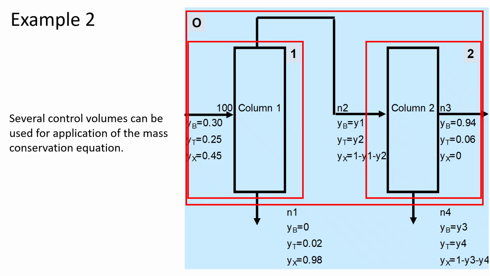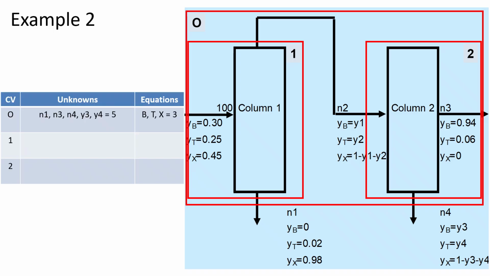The question now is, which one should we use? What we're going to do is determine the degrees of freedom. We're going to perform our degree of freedom analysis for each of these control volumes to see if any one of them can be used to solve for the unknown variables, the unknown flows and compositions within that particular control volume. Let's see if the number of unknowns is equal to the number of equations for these 3 different choices of control volumes: the overall control volume, the control volume around column 1, and the control volume around column 2.